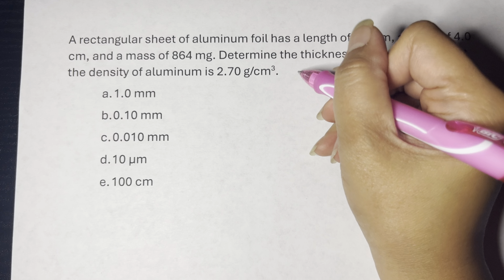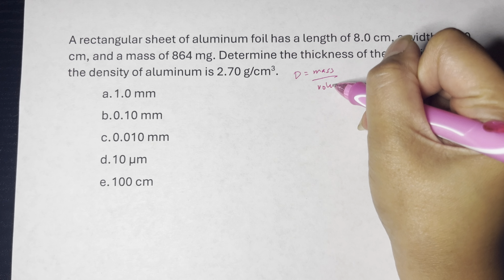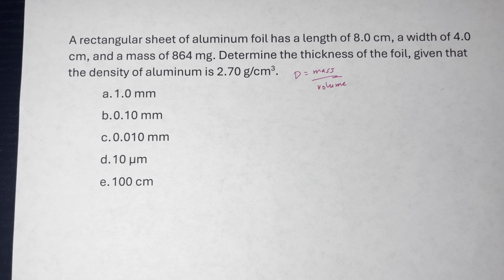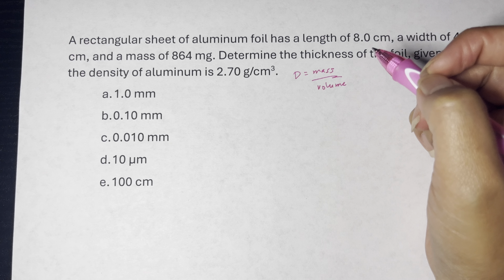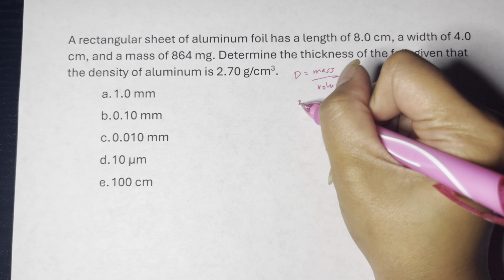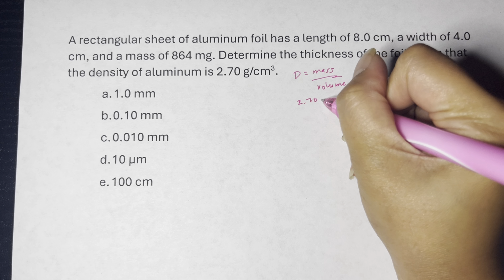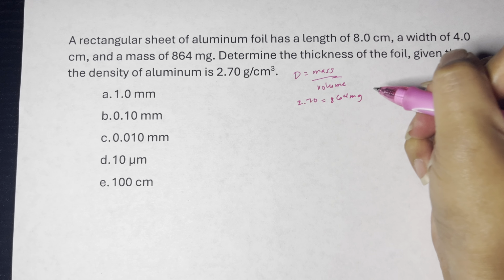So first things first, let's write down the formula of density, which is mass divided by volume, okay? We have the density, right? Which is the 2.70. We have a mass, which is 864 milligrams, right? Sorry, this is 2.70 grams per centimeter cubed.